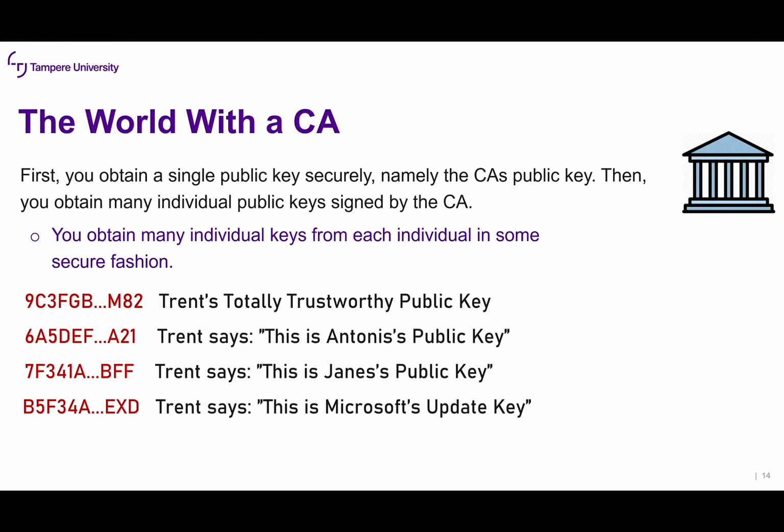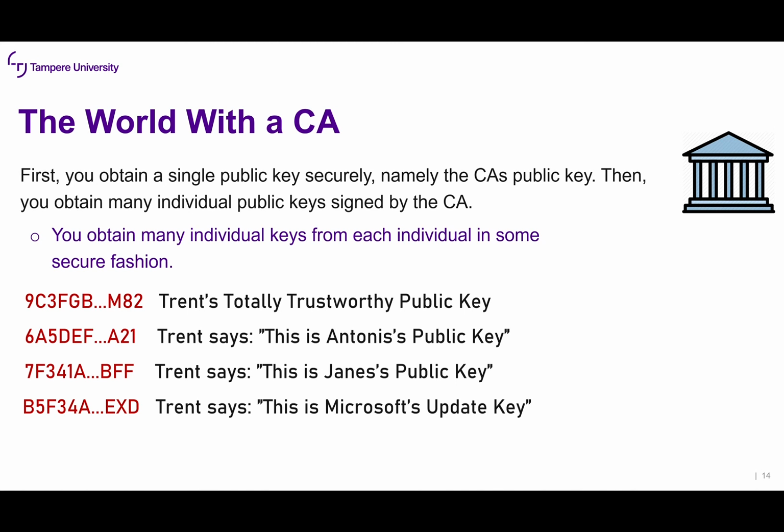Now, let's see the world with a CA. First, you obtain a single public key securely, namely the CA's public key. If there is a CA, in the beginning you need to obtain securely the public key of the CA. Then you obtain many individual public keys which are just signed by the CA. You obtain all these keys from each individual in some secure fashion.